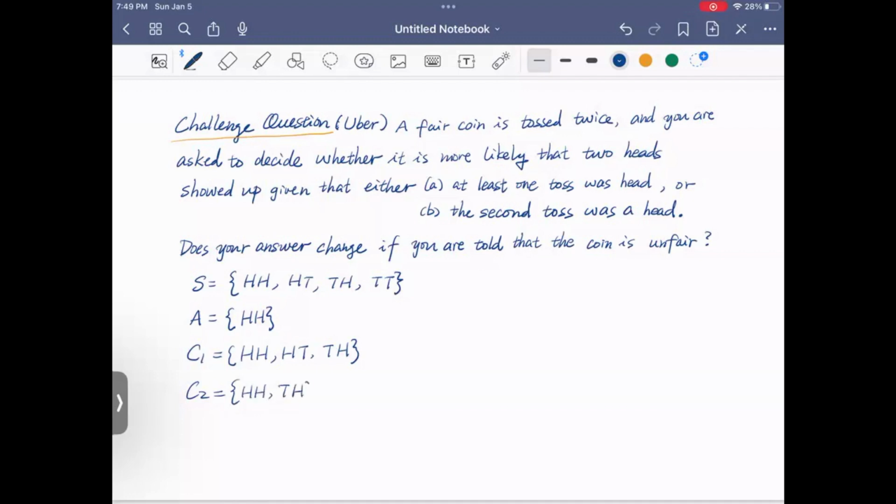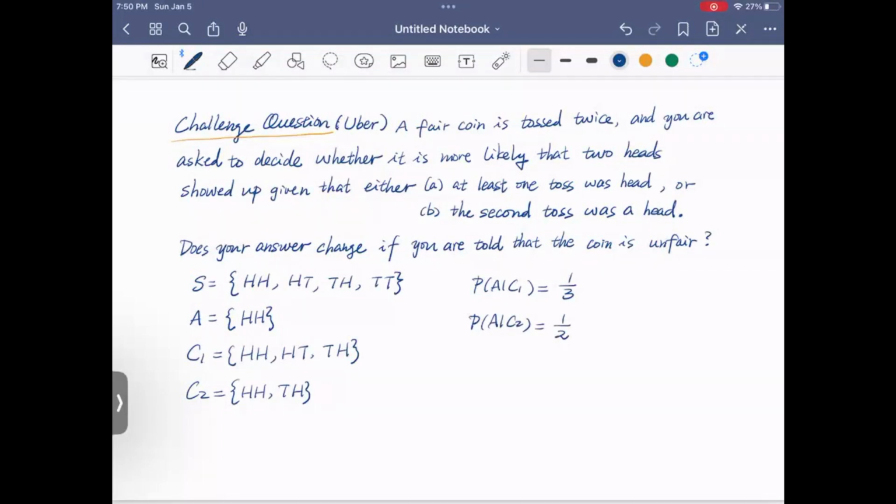So only 2 cases. Then it's very simple to solve this conditional probability without even using the formula. We can just use our common sense. P of A given C1 should be 1 over 3, because when C1 occurs, C1 has 3 elements and A is in it. So P of A given C1 is 1/3. Similarly, P of A given C2 is 1/2.